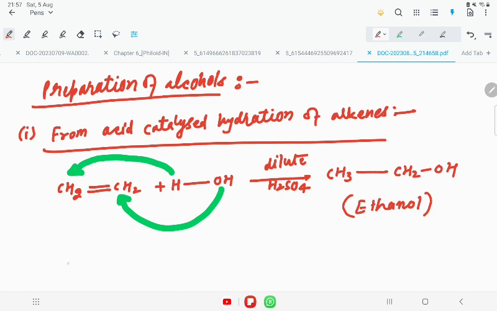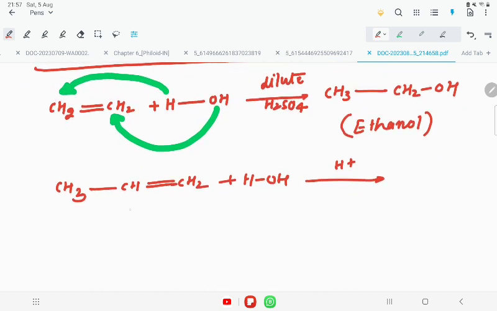Now student, suppose you are having an unsymmetrical alkene, CH3, this is CH, and then CH2, and you are treating with HOH. HOH means I am writing the water as HOH. Now you are taking H plus, acid. What rule are you going to follow? Because it is an unsymmetrical alkene, this follows the Markovnikov rule. Markovnikov rule says the negative part of the reagent adds to that double bonded carbon which has less number of hydrogen.